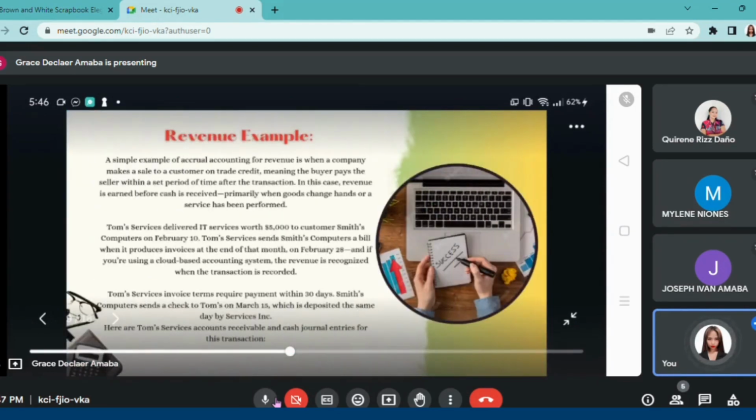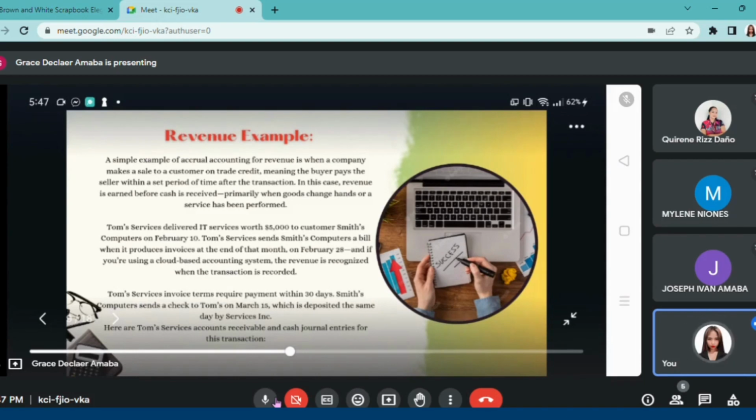So this is the revenue example. A simple example of accrual accounting for revenue is when a company makes a sale to a customer on trade credit, meaning the buyer pays the seller within a set period of time after the transaction. In this case, revenue is earned before cash is received, primarily when goods change hands or service has been performed.